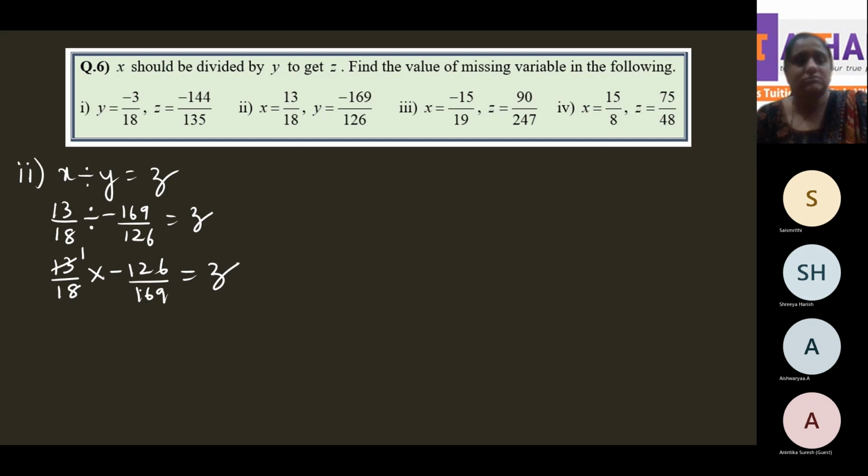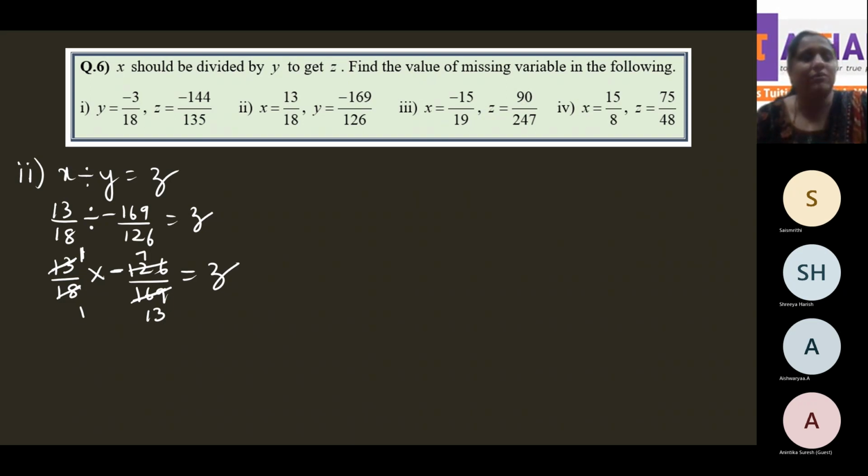If we reduce, we will get 7 on the numerator and 13 on the denominator. Which one did you reduce? I'm cancelling 13 and this one. 13 ones are 13, 13 13s are 169. Then 18 and 18 ones are 18, 18 sevens are 126. Minus 7 by 13. Yes, minus 7 by 13.